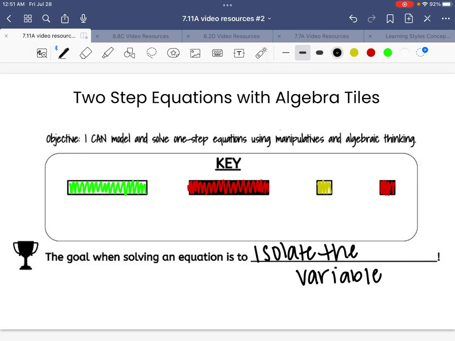Hey guys, today we're going to be looking at how to solve two-step equations using algebra tiles. And again, here we have our key. Our green represents a positive x, our red is a negative x, our yellow represents a positive 1 unit, and the red unit represents a negative 1. And like the work that we've been doing, our goal when we solve an equation is to isolate that variable. So we want to get the variable all by itself and find out what one whole value of it is.